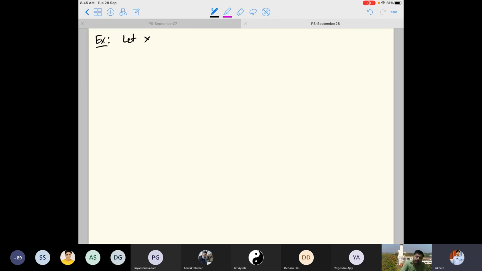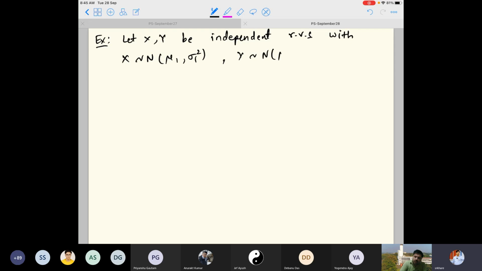So let X and Y be independent random variables, with X following normal mu1 sigma1 square and Y following normal mu2 sigma2 square, right? That is what we have. Then what is the PDF of X plus Y? That's the question. So let us write down M of X plus Y at t.